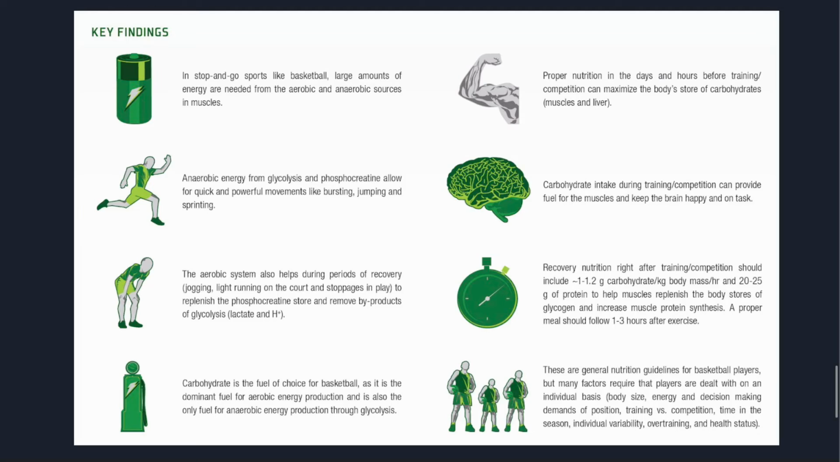I also added this image because I thought it was really interesting. It states that in sports like basketball, large amounts of energy are needed from aerobic and anaerobic sources and muscles. Anaerobic energy from glycolysis and the phosphocreatine allow for quick and powerful movements like bursting, jumping, and sprints. I really thought those two components were interesting in explaining the ATP-PCR system and even the other anaerobic system. And for the aerobic system, it says that it helps during periods of recovery, like light running, jogging, stuff like that, more for endurance. So you can see the difference of all the energy systems in this one picture.